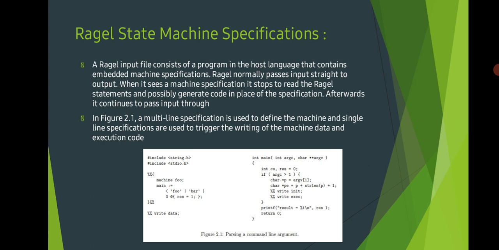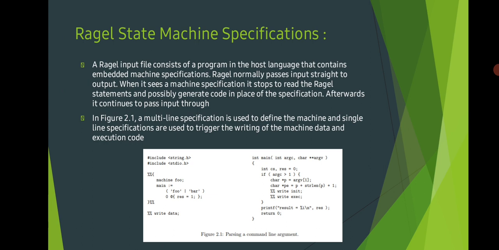First, Ragel state machine specifications. A Ragel input file consists of a program in the host language that contains embedded machine specifications. Ragel normally passes input straight to output. When it sees a machine specification, it stops to read the Ragel statements and possibly generate code in place of these specifications. Afterwards, it continues to pass input through.